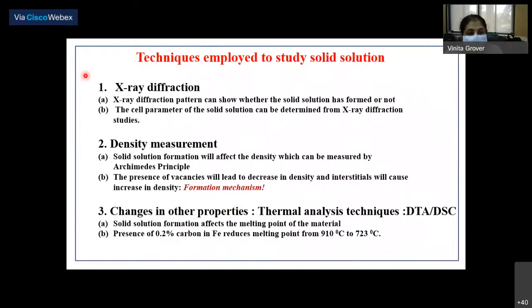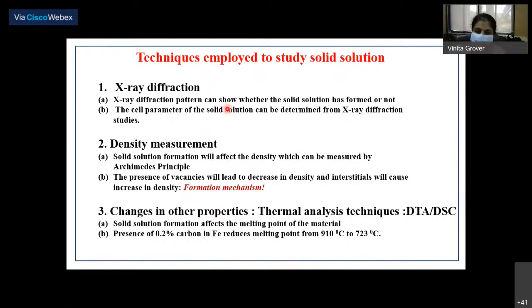Okay. The first and foremost technique, as a solid state chemist, solid state physicist, or material scientist, the bread and butter technique is X-ray diffraction. Why? Because it tells you about the structure. It shows whether the solid solution has formed or not. And once you know the solid solution has formed, you can determine the cell parameter of the solid solution from X-ray patterns. Okay, I'll just describe this a little later also.